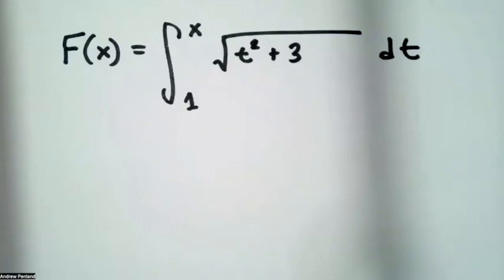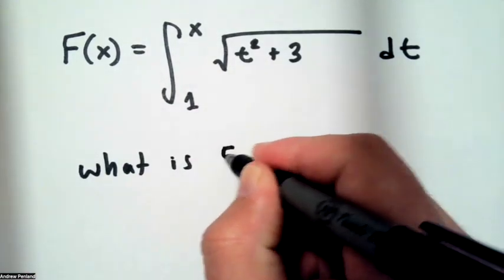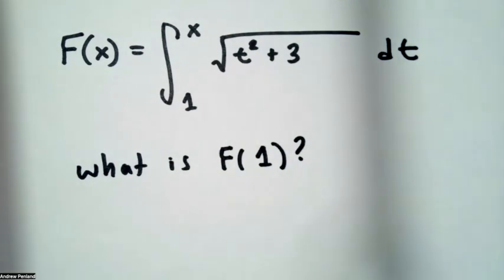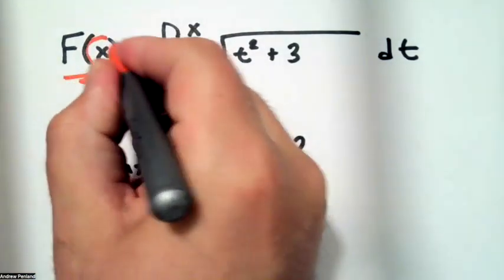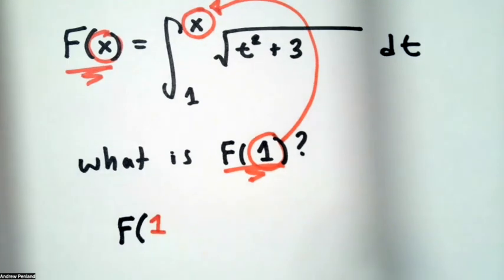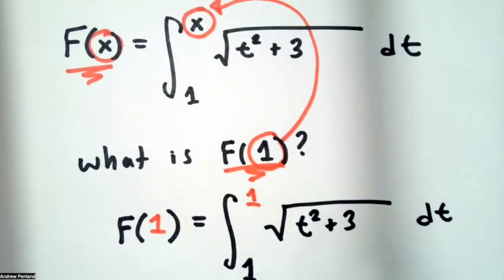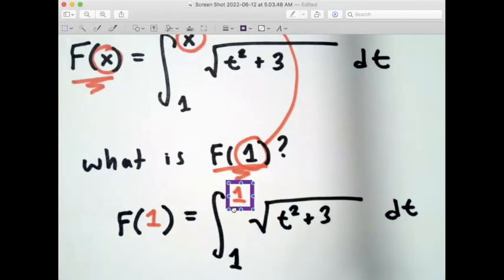In this example, big F of x is equal to the definite integral from 1 to x of the square root of t squared plus 3 dt. We are asked to evaluate big F of 1. To evaluate, we just plug in 1 for x. This gives the definite integral from 1 to 1 of the square root of t squared plus 3 dt.